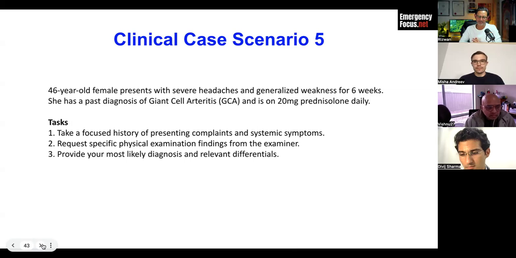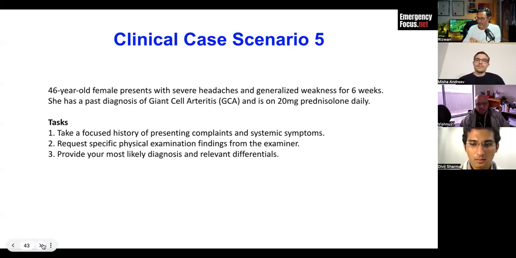A 46-year-old female presents with severe headaches and generalized weakness for 6 weeks. She has a past diagnosis of giant cell arteritis and is on 20 milligrams of prednisolone daily. The tasks are to take a focused history of presenting complaint and systemic symptoms, request specific physical examination findings from the examiner, and provide the most likely diagnosis and relevant differentials. This scenario is very important because we get these kinds of patients routinely in the emergency department. It's a very high frequency case, mainly for that reason.